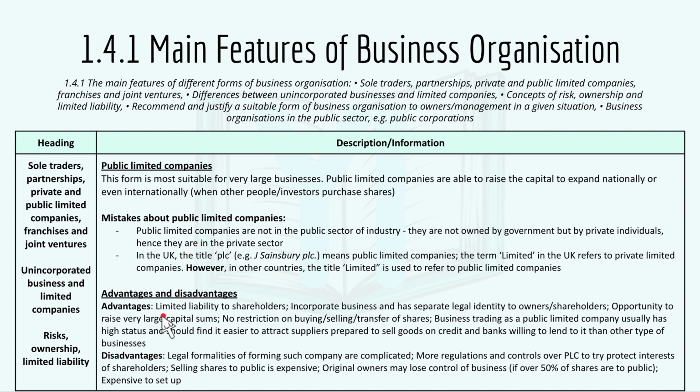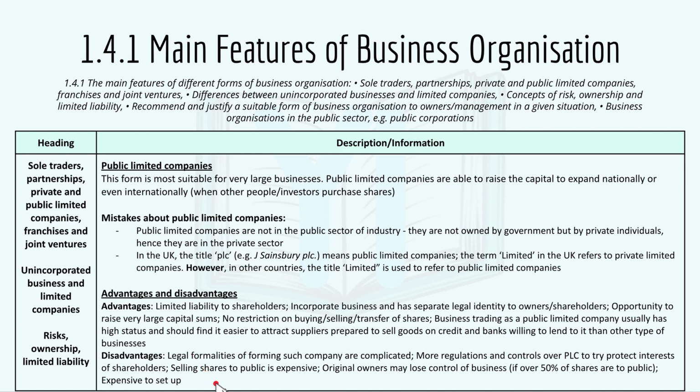And advantages include limited liability to shareholders, as I mentioned what limited liability is just now. It is an incorporated business and has a separate legal identity to the owners or shareholders. Opportunity to raise a very large capital sum. There's no restriction on buying, selling, or transfer of shares. A business trading as a public limited company usually has high status and should find it easier to attract suppliers prepared to sell goods on credit and banks willing to lend to it than other types of businesses.